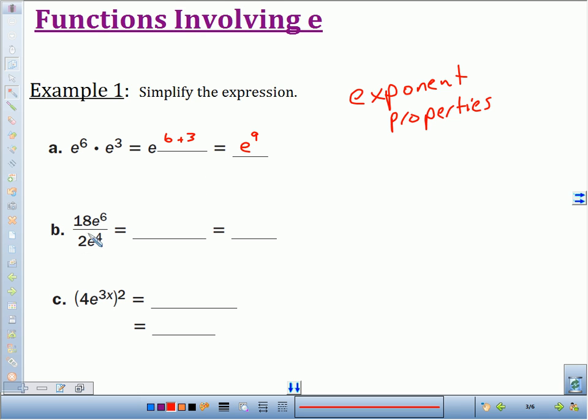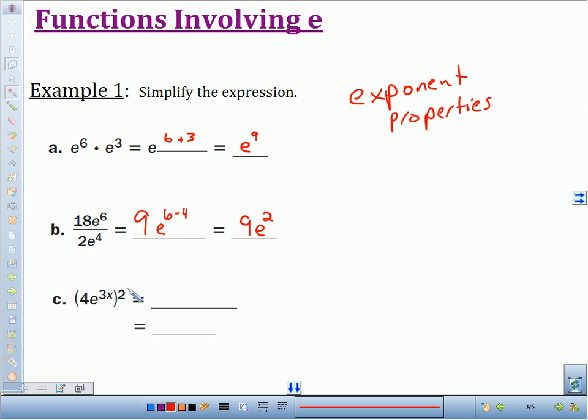For instance, here we have 18e to the 6th over 2e to the 4th. 18 over 2 is 9. E to the 6th over e to the 4th is e to the 6 minus 4, because when we divide the terms, we subtract the exponents, which gives us 9e squared. Right? That exponent property that we're used to shows up with e. We deal with it the exact same way.